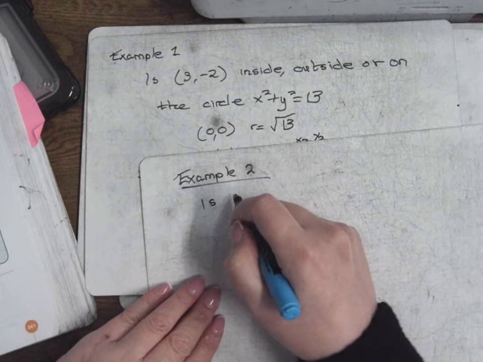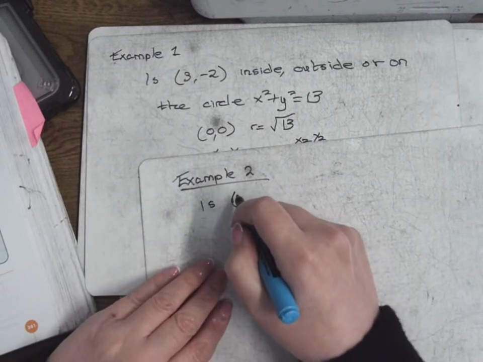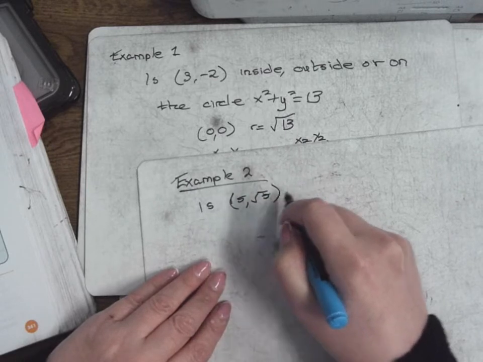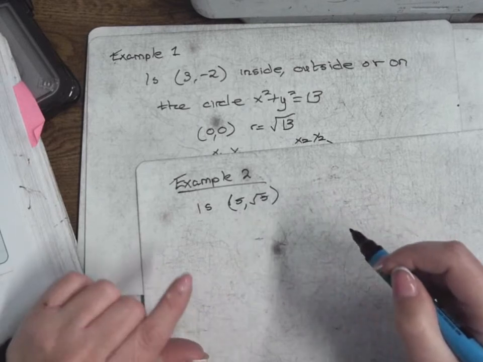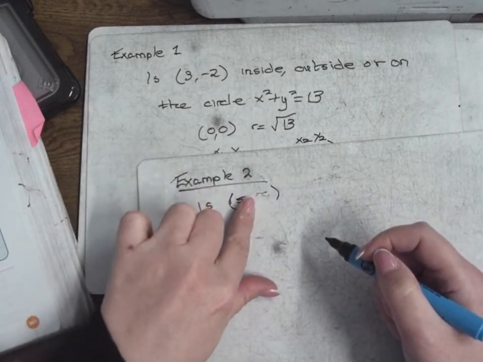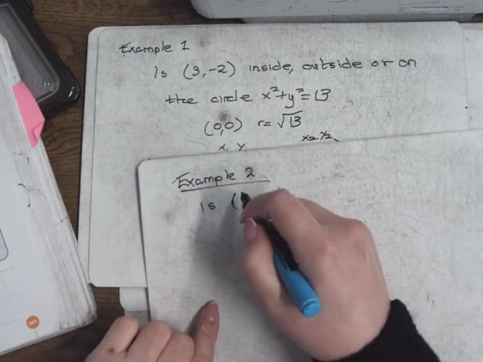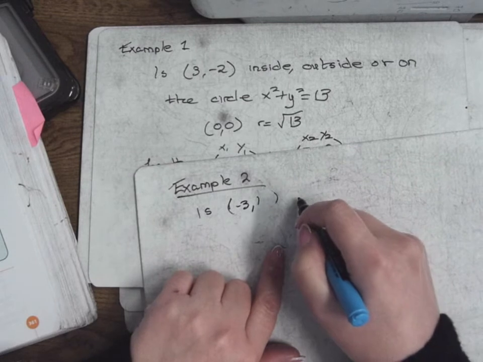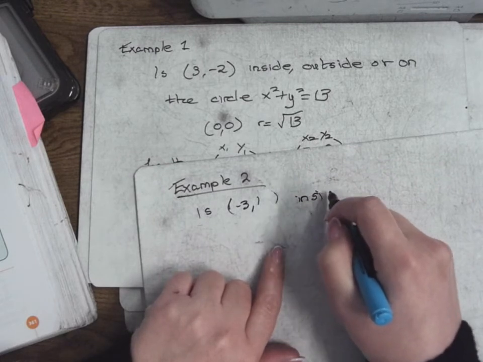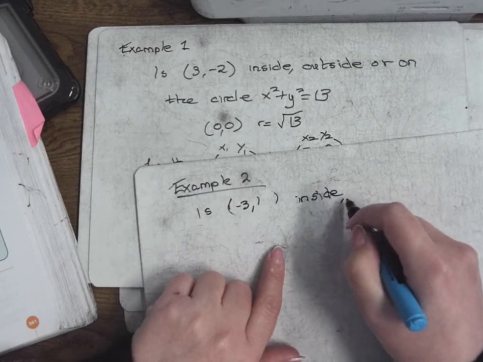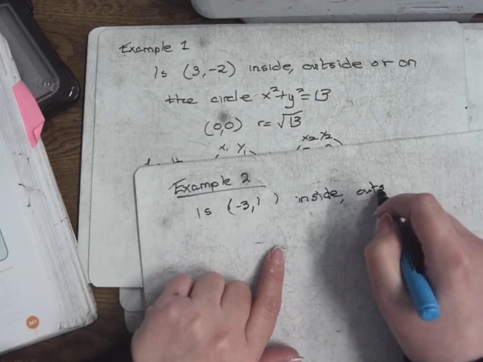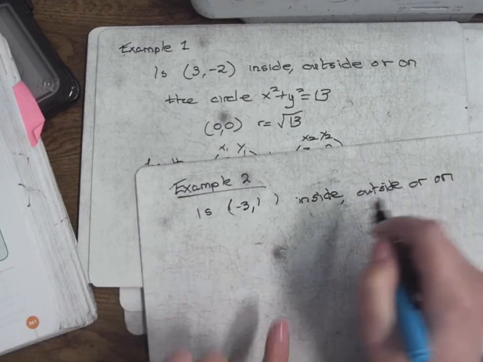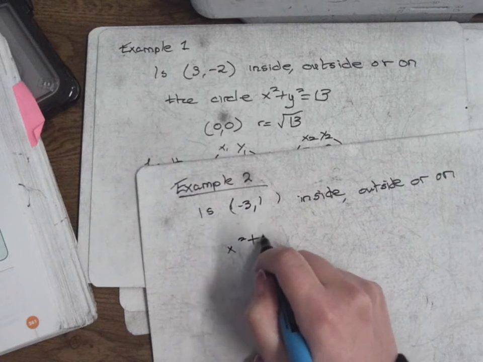Now let's see, the point is 5 root 5. No, can I do a different sum because I want it to be different? The point is minus 3, 1. Is it inside, outside, or on the circle x squared plus y squared equals 12?